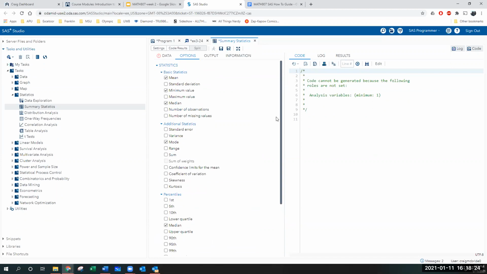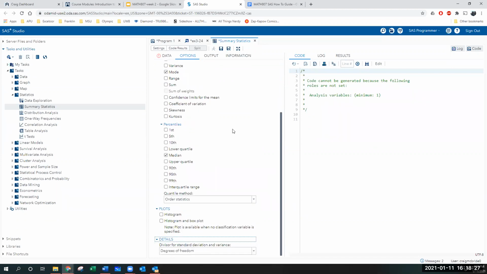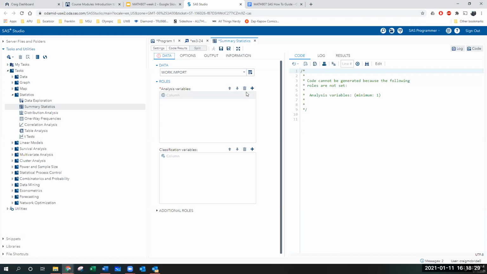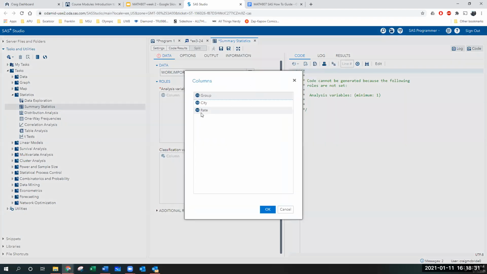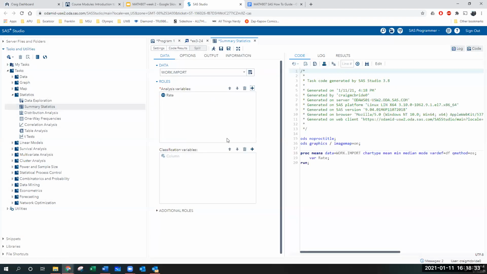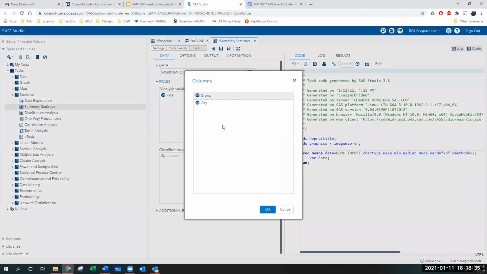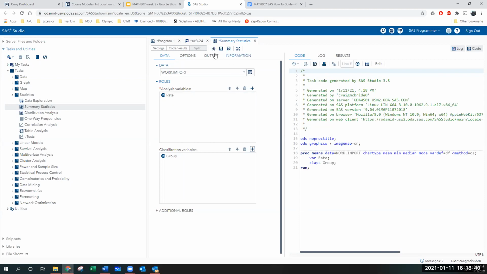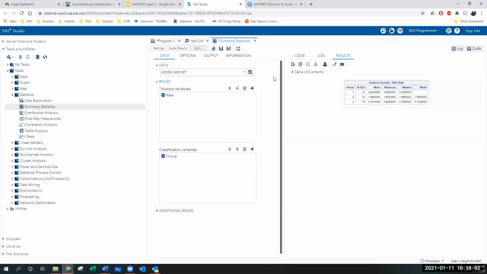Okay, so why is mine not letting me run it? I don't think my data is right. Oh, because I have to choose a variable, dummy. So my analysis variable is obviously the rate, and we're going to group it by the group. And now let's run it, see what we get.